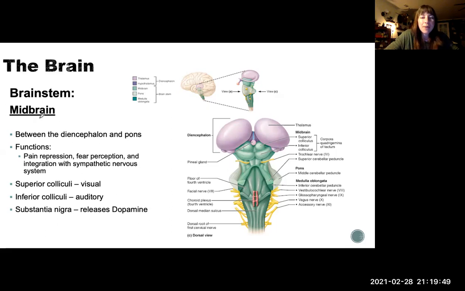So the midbrain is in between that diencephalon. So here's your thalamus, right? Here's your pineal gland. This is just superior to the midbrain. Okay. The pons is here. So this is what we're referring to, just this part right here, the midbrain, part of the brain stem. Okay. So the midbrain, again, here, has multiple functions.